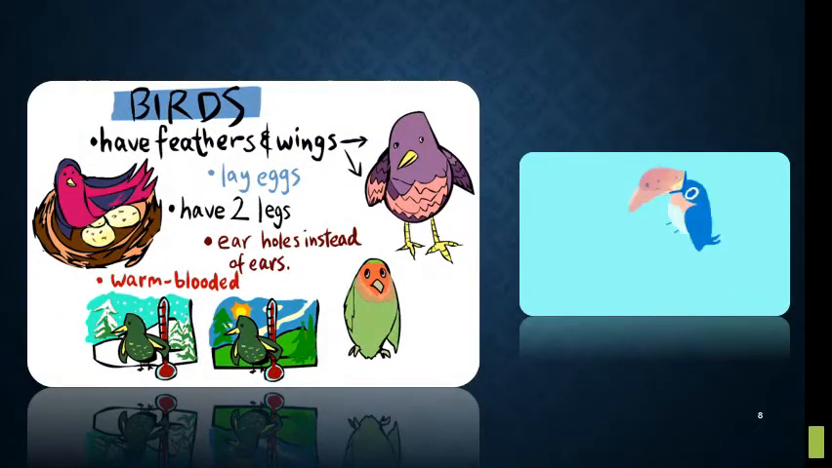What happened with birds? Well, the birds have feathers and wings. They lay eggs and they have two legs. They have ear holes instead of ears. Okay, they don't have any ear. They have ear holes. And also they are warm-blooded.